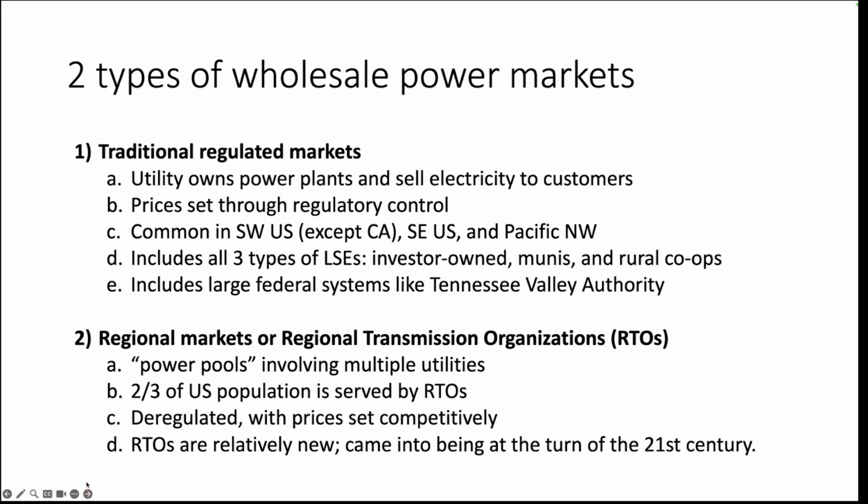So there's two types of wholesale power markets. There are traditional regulated markets, and there are regional markets or regional transmission organizations, or RTOs. So the traditional regulated market is the utility owns the power plant, sells electricity to customers. The prices are set through regulatory control. And these are common in the southwestern United States, southeastern United States, and the Pacific Northwest. Includes all three types of load-serving entities, investor-owned, munis, and rural co-ops. And it includes the large federal systems like the Tennessee Valley Authority.